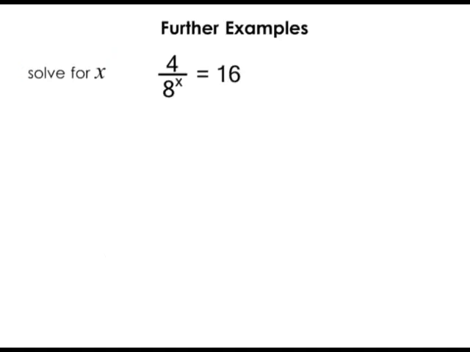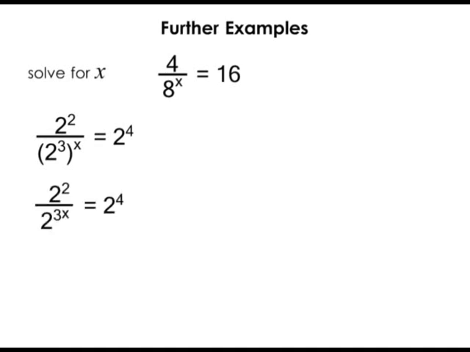Four over 8 raised to power x is equal to 16. We express all to base 2. 4 is 2 squared, over 8 is 2 raised to power 3, and then raised to power x. Everything is equal to 2 raised to power 4, that is 16. So we shall have 2 squared over 2 raised to power 3x is equal to 2 raised to power 4. According to the rule of division, we subtract the powers. So 2 minus 3x is equal to 4, and minus 3x is equal to 2. We divide everything by negative 3, and we shall have x is equal to negative 2 over 3.